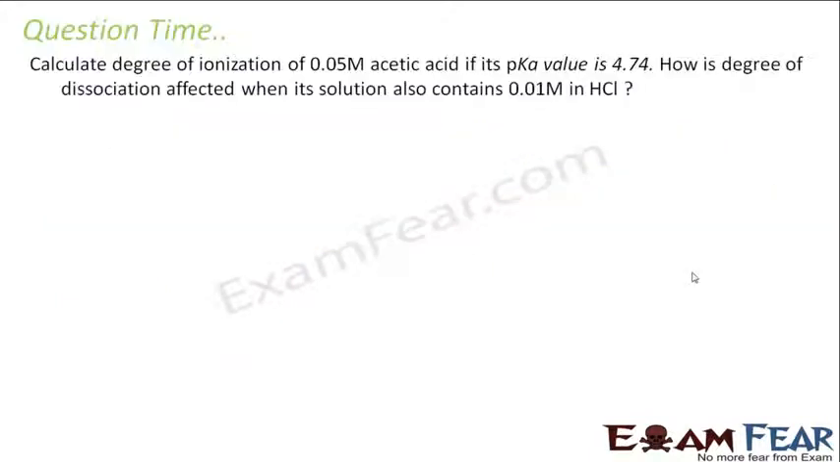We have to calculate the degree of ionization of 0.05 M acetic acid if the pKa value is given, and how the degree of ionization and dissociation is affected when the solution also contains 0.01 M HCl.